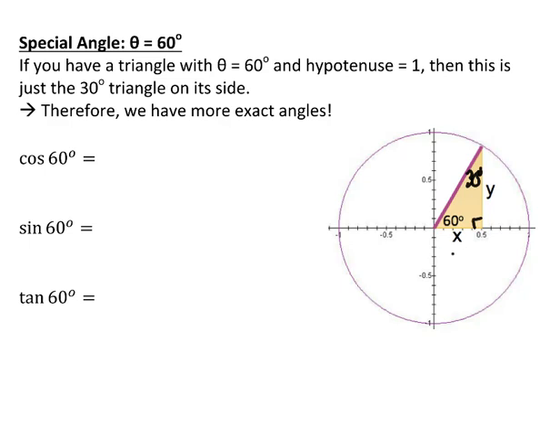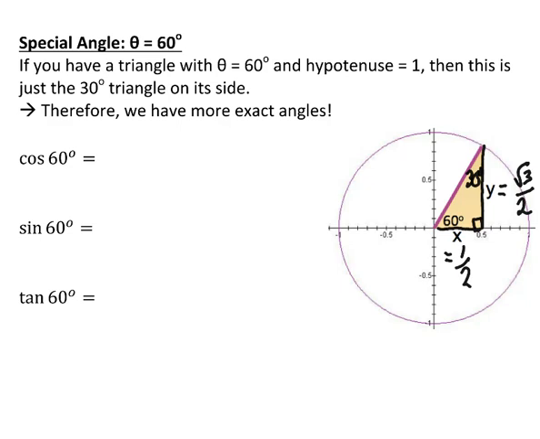I know that the short side of the 30-degree triangle is a half, and in this case, the short side is going to be the x value here. And I know that the long side of this 30, 60, 90 triangle is equal to root 3 over 2. That's what we just proved before, so I don't need to rederive and reprove it. I can just write it down again. And that gives me my 3 trig ratios for the 60-degree triangle.